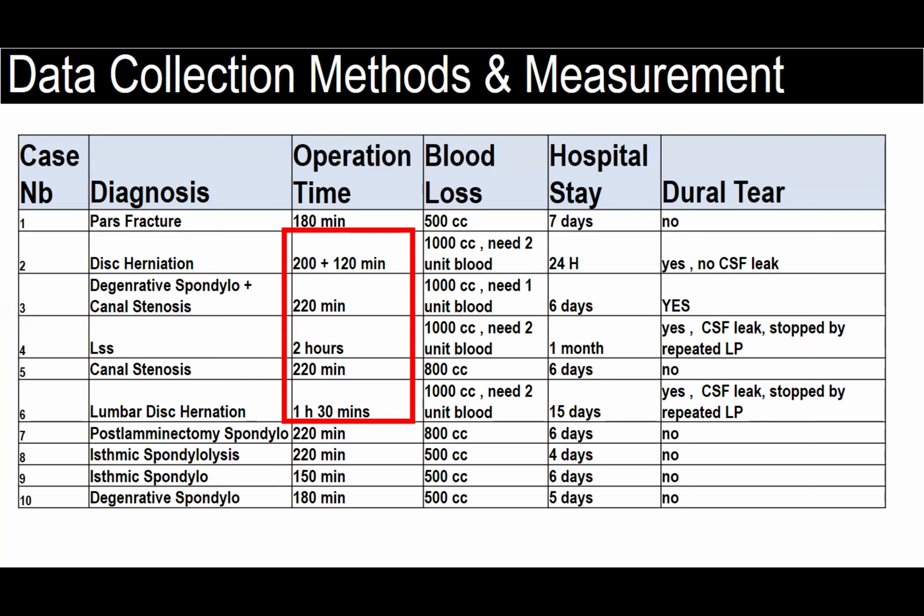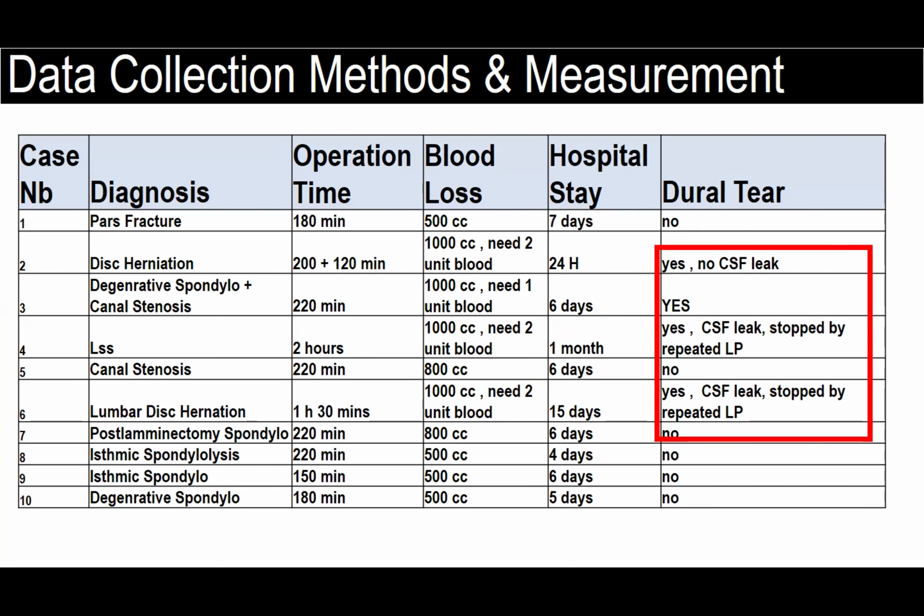Operating time, you see the unit of measurement is not accurate, some in minutes, some in hours. So it becomes very difficult for the statistician, especially if you have very large data. Similarly for blood loss. So when you want to collect data for research, you have to define what you want to collect, and you have to define the unit of measurement. You have to have at the back of your mind how this data is going to be analyzed to answer the research question which you have at hand.